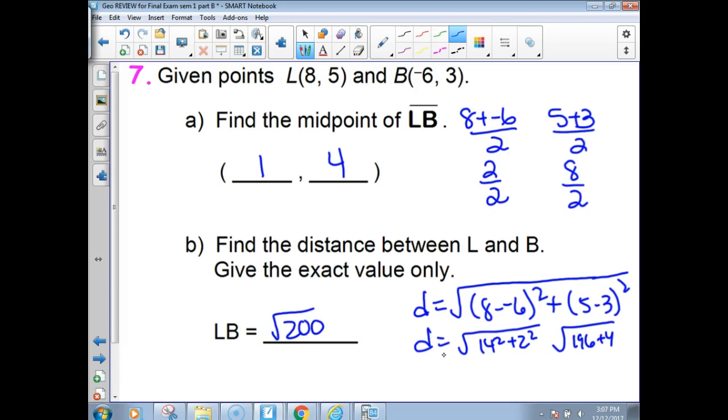Now, that can be simplified, and you'll have to do this in Algebra 2 and some next semester in geometry. There's a perfect square number that is a factor of 200. Yes, Darylyn? What would it be? Right, you can say that this is 10 times the square root of 2 because 200 breaks down to 100 times 2. The square root of 100 is 10, and that's 10 times the square root of 2.